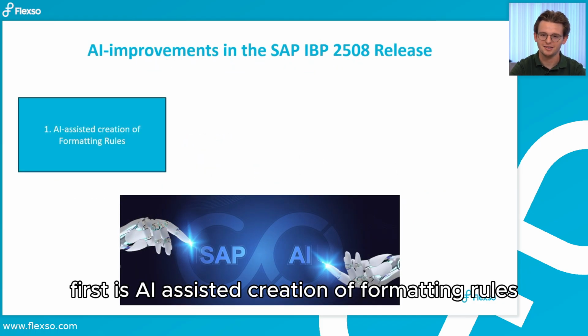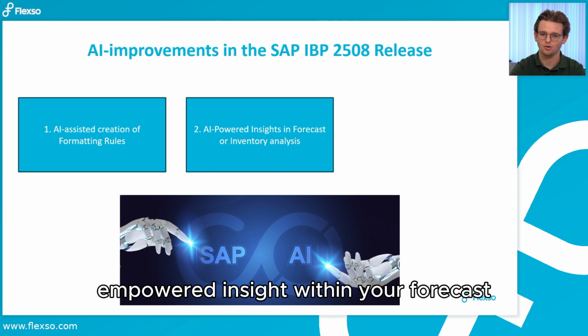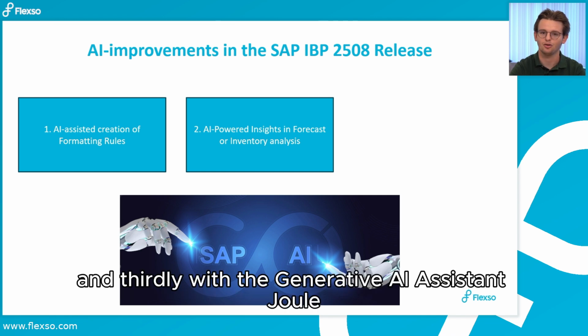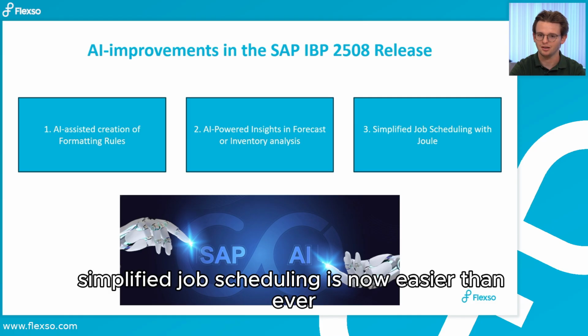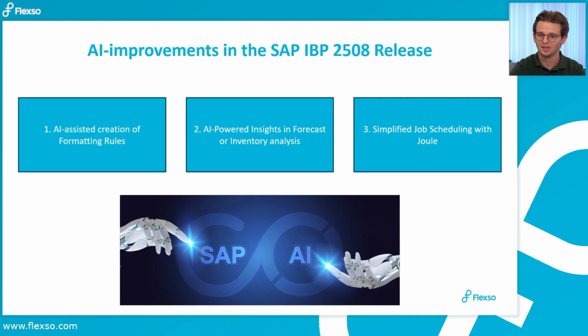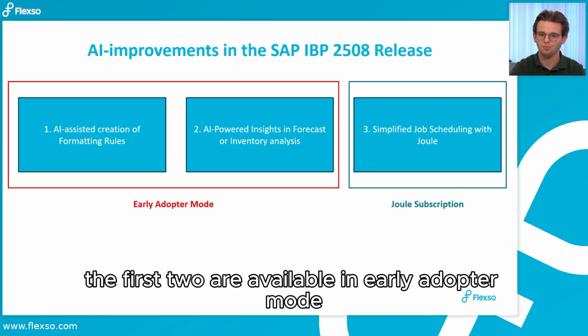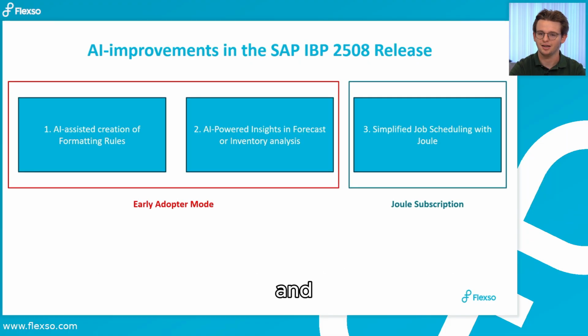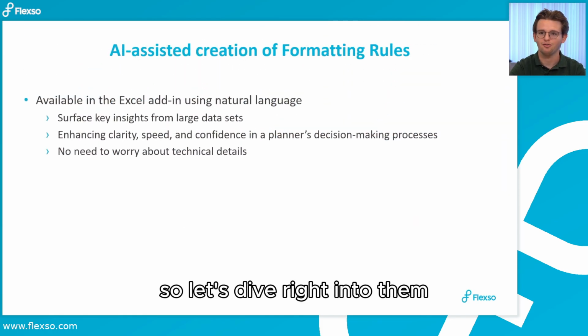First is AI-assisted creation of formatting rules. Secondly, they have also made a change on AI-empowered insight within your forecast or your inventory analysis. And thirdly, with the generative AI assistant Joule, simplified job scheduling is now easier than ever. I do need to mention with these new functionalities, the first 2 are available in early adopter mode, and the last one is available with the Joule subscription. So let's dive right into them.